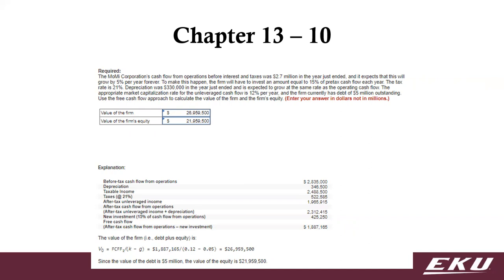Okay, and hopefully this makes sense to you. MoMe is Modigliani and Miller. So if you want to learn more about this comparison of the levered and unlevered firm, that's what you would be looking at, Modigliani and Miller. That's when they wrote MoMe Corporation. Just a little aside there.